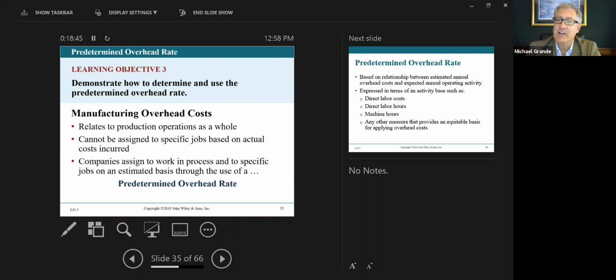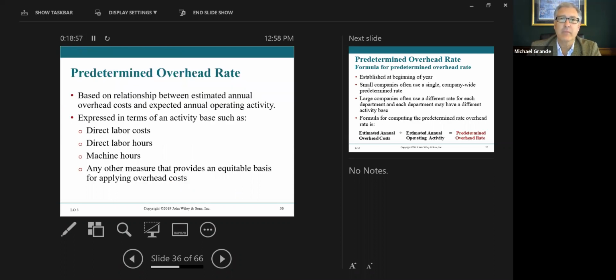Companies assign overhead to work in process and to specific jobs on an estimated basis through the use of a predetermined overhead rate, PDOR, based on a relationship between the estimated annual overhead costs and the estimated operating activity. That operating activity, that activity base, that cost driver, that denominator value can be almost anything, but usually direct labor hours or machine hours. We're going to see some examples where they use direct labor dollars.